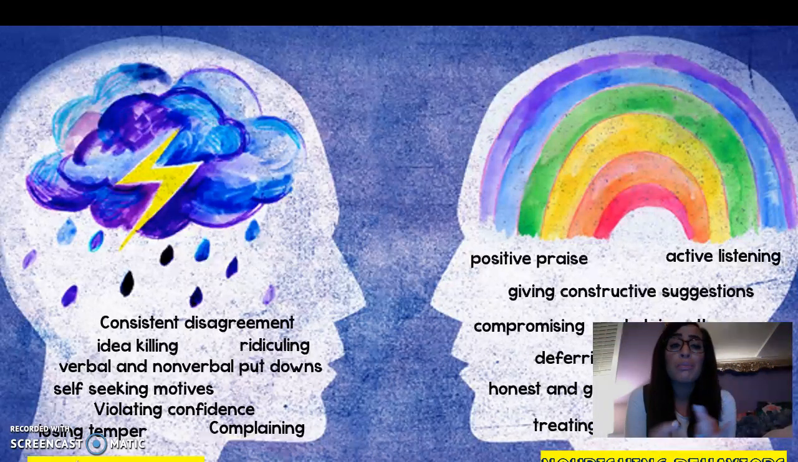Ridiculing people, your verbal and nonverbal put downs, self-seeking motives. And that's key to really realize, you can maybe put on this persona like you are very caring and nourishing, and you really care about other people, but deep inside you're doing things to put yourself ahead, and that's very deceitful, and you really have to keep that inner self in check. And I have found myself doing that, like, Jasmine, wait a second, you wouldn't want anybody to do that to you. It's not about being on top, it's not about being ahead, it's about being fair, being honest, and looking out for other people. Violating confidence, complaining, and losing temper.